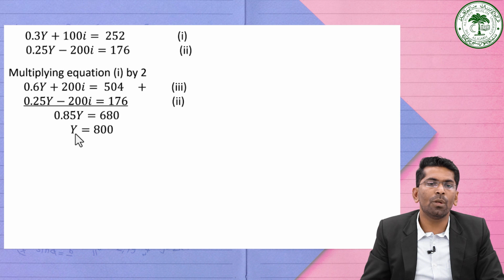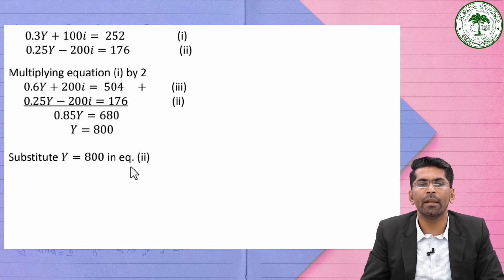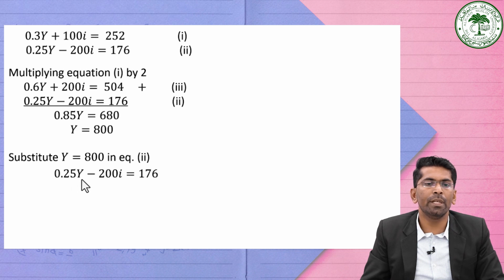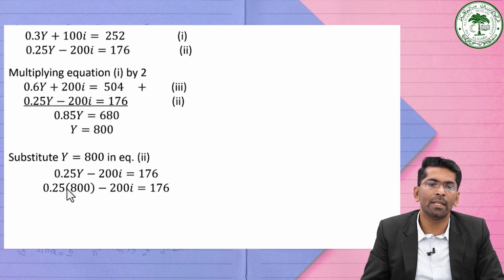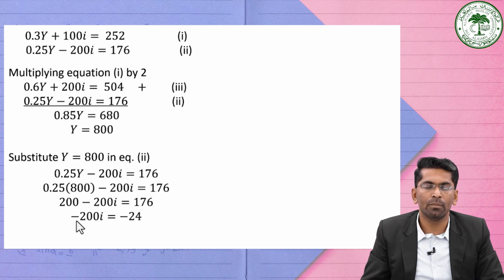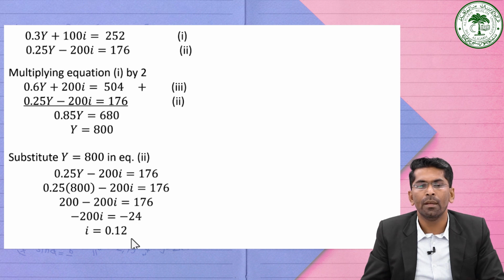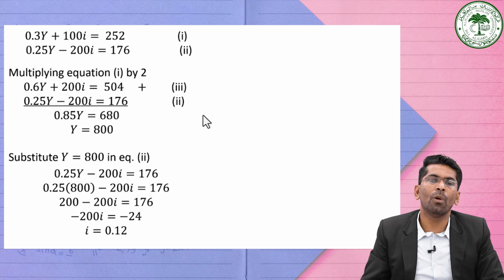Now we are going to substitute y equal to 800 in any one of these equations. For example, I am substituting y equal to 800 in equation number 2. Equation number 2 is 0.25y minus 200i, which is equal to 176. Instead of y, I am substituting 800 here. So it will become 0.25 into 800 minus 200i, which is equal to 176. By simplifying this, it is 200 minus 200i, which is equal to 176. We can solve for i: minus 200i is equal to minus 24. Dividing both sides of the equation by minus 200, i is equal to 0.12. So the equilibrium rate of interest is equal to 0.12 and the level of income is equal to 800.